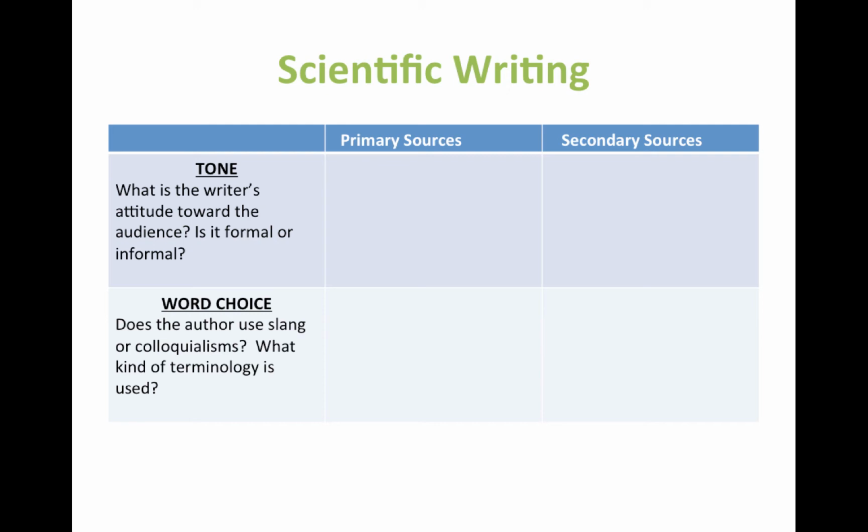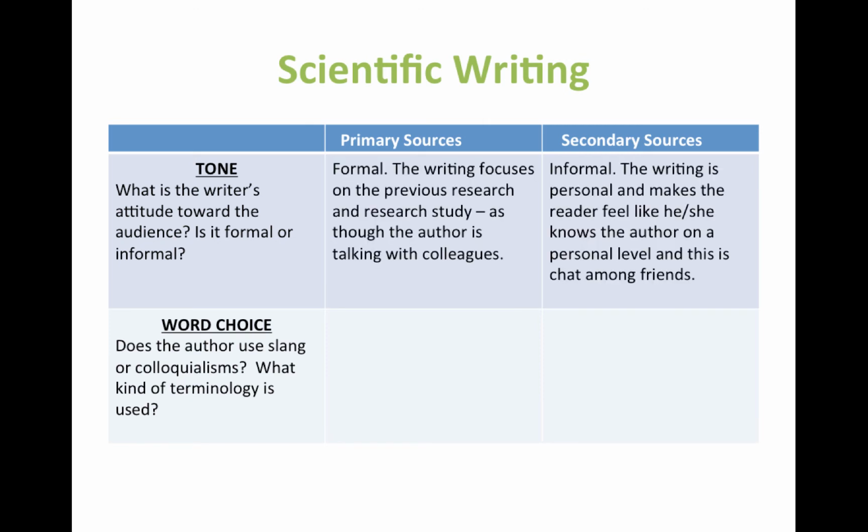First, the tone. What is the writer's attitude toward the audience? Is it formal or informal? In the primary source, it's formal. The writing focuses on the previous research and the research study, as though the author is talking with colleagues. In the secondary sources, the writer's tone and attitude is informal. The writing is personal and makes the reader feel like he or she knows the author on a personal level and that this is a chat among friends.